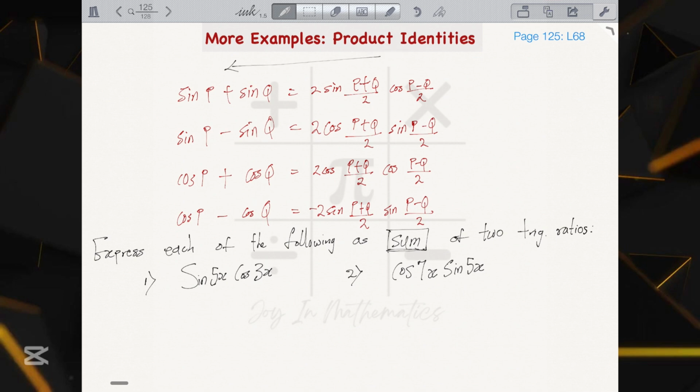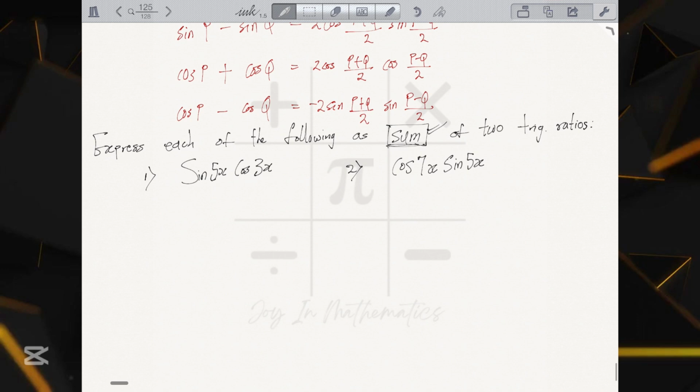So we have two questions. The question says, express each of the following as sum of two trigonometric ratios, emphasis on the sum. And we have two questions, sine 5x cos 3x and cos 7x sine 5x. So let's begin with the first one, sine 5x cos 3x.